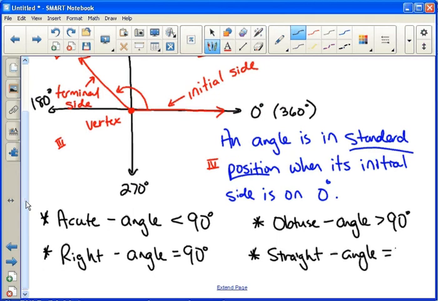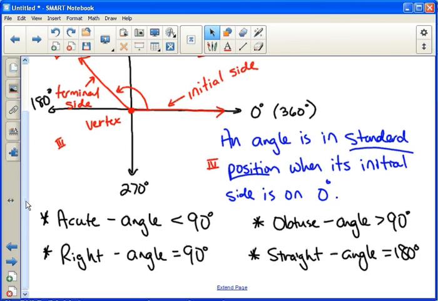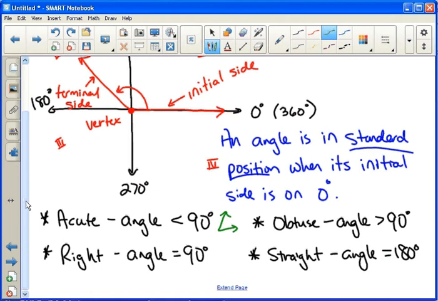So I'll just sketch really simple examples right next to these in green. An example here would be something like this. That's acute. Right looks like this. Often we write that box in it to let you know that it's right. Obtuse would look something like this. And straight would just look straight. So those are the different types of angles.